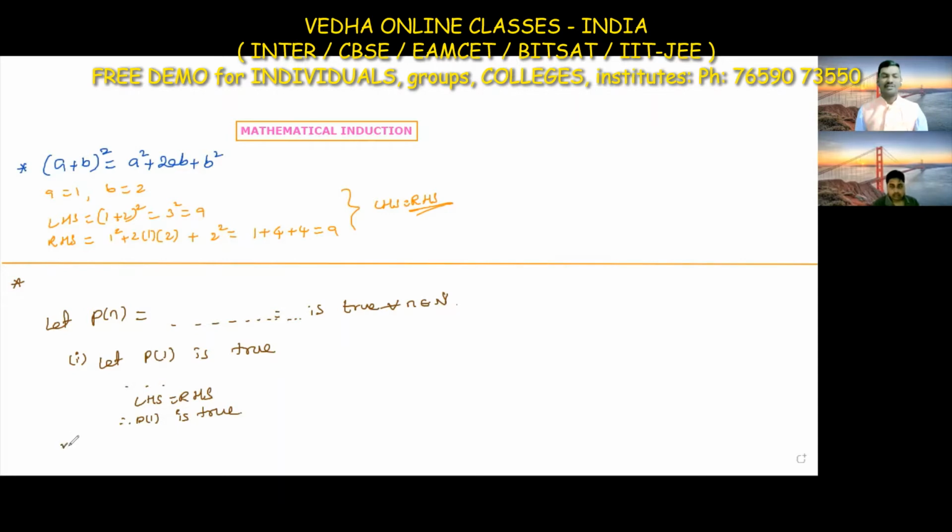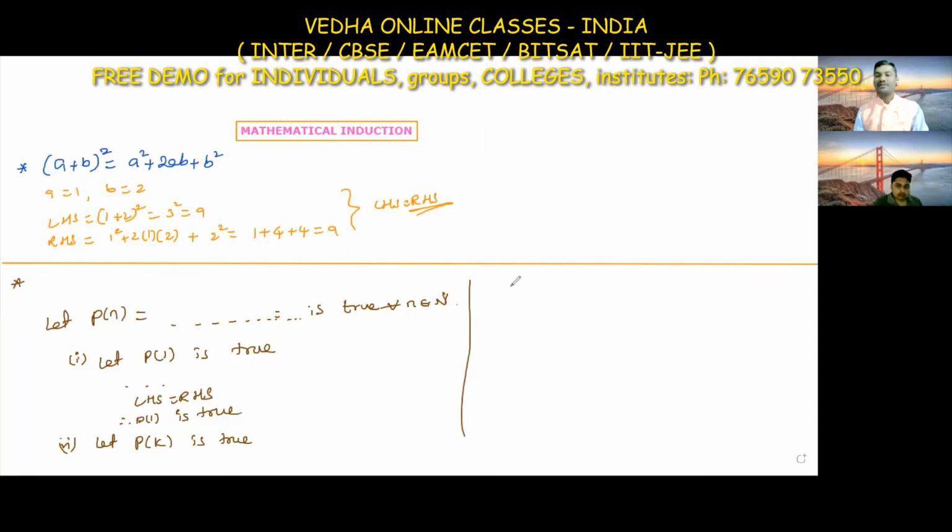After that, the second step: let P of k be true. We consider that the statement P of n is true for n equals k. We substitute n equals k and equate the LHS part and the RHS part.